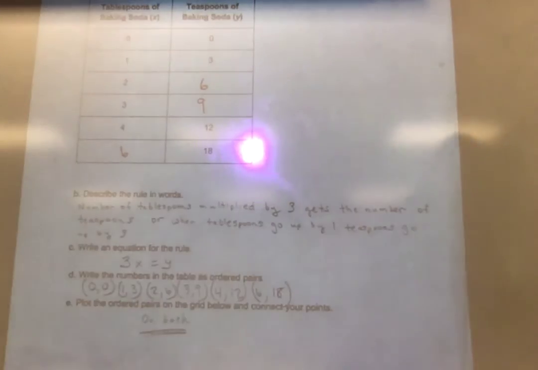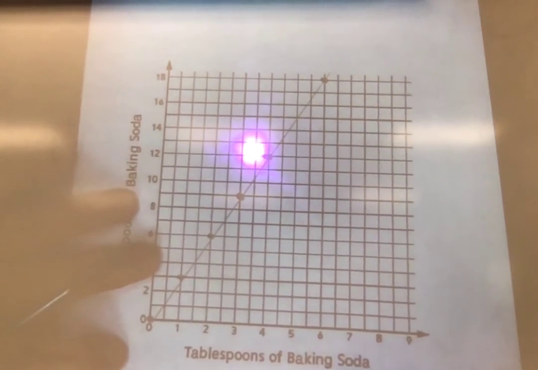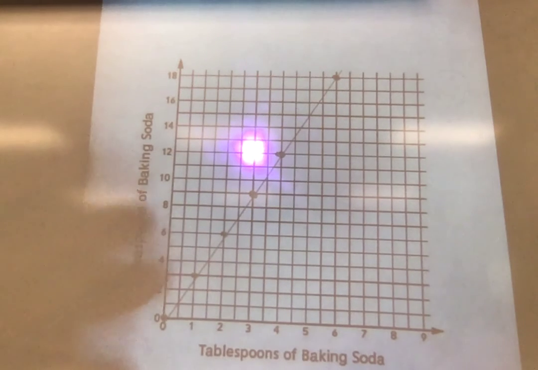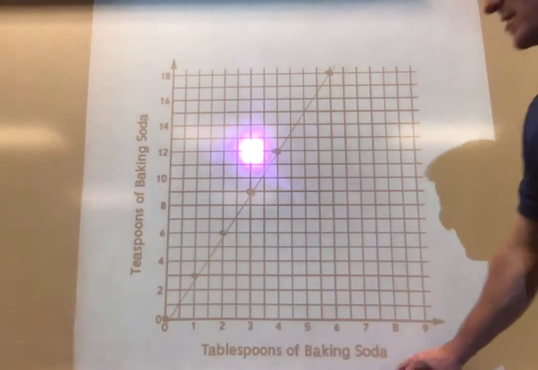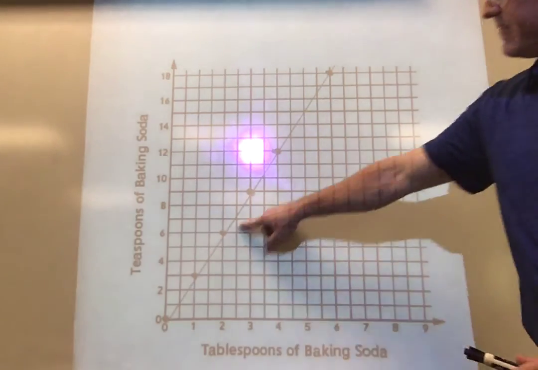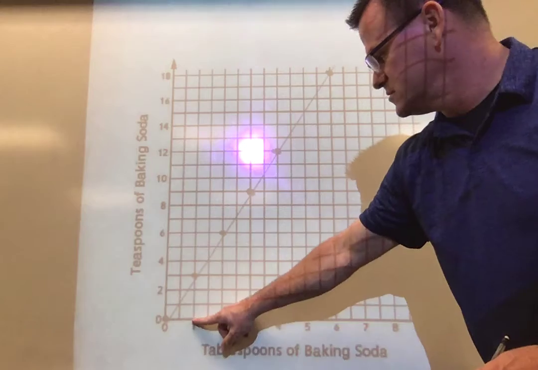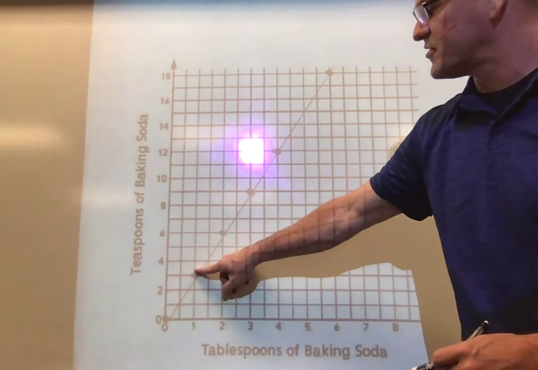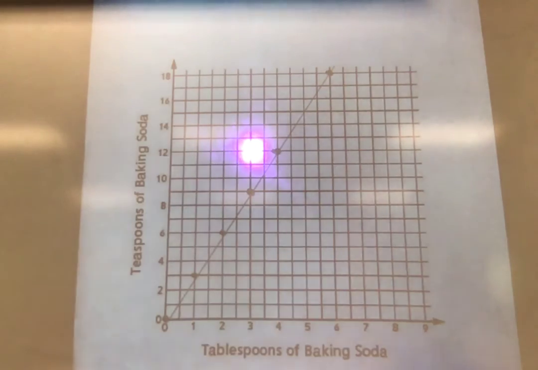All right, so you're looking over at the graph. All right, so what I did was plot all those points, 0, 0, 1, 3, 2, 6. And remember, that makes a straight line because it's at a constant rate. We know it's just tripling every time. So whenever I go 1 more tablespoon, I go 3 more teaspoons. Okay, it's always triple. So we know if something is increasing at the same rate, it will graph as a straight line because of that constant rate.